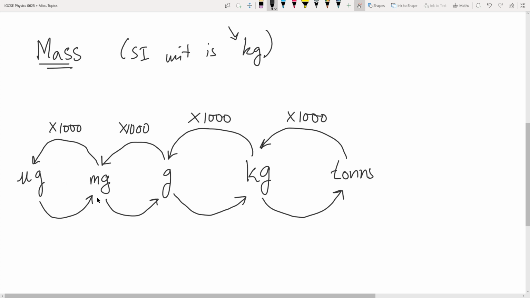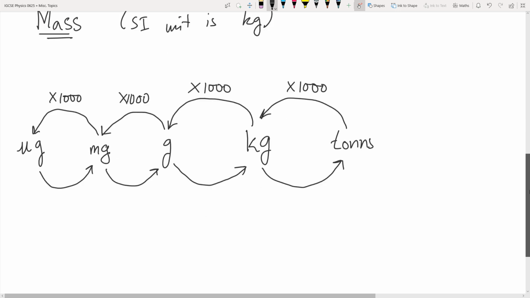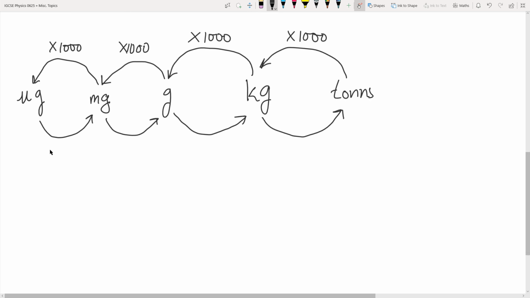Similarly, if we divide it down, we divide by 1,000. If we're going up, again divided by 1,000, again division by 1,000, and similarly again divided by 1,000, right? So this is how we convert the units for mass.